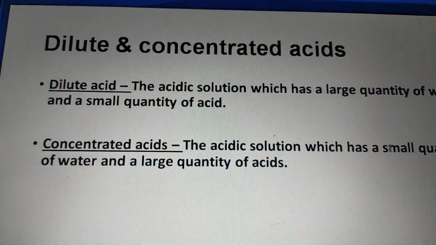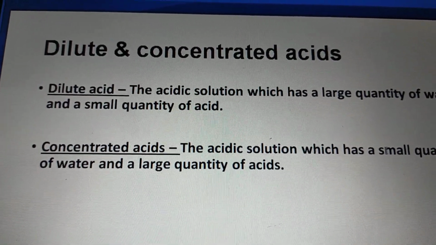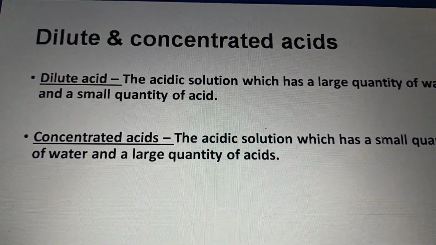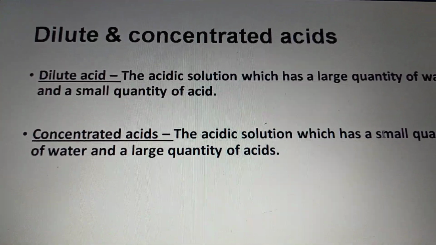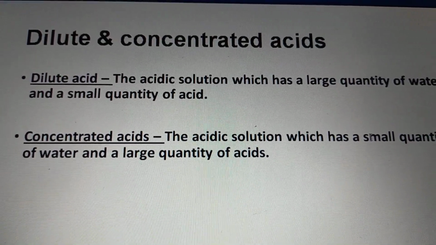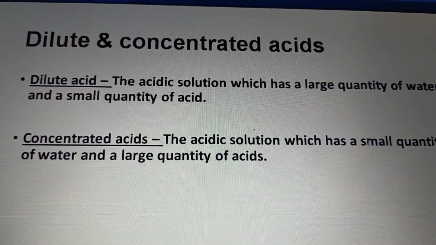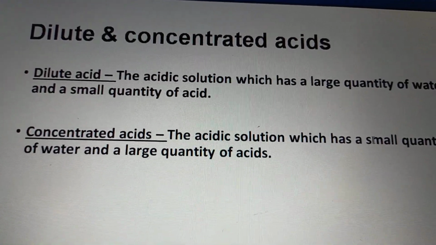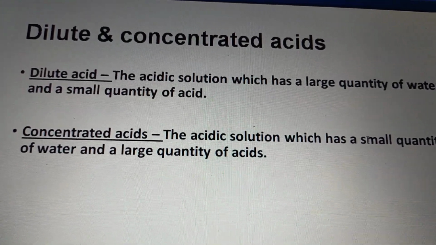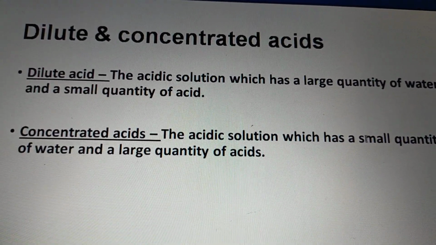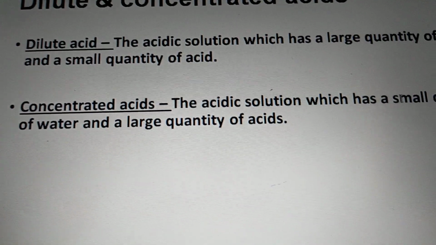Next category is dilute and concentrated acid. Maybe you have heard sometimes that this is dilute acid, this is dilute sulfuric acid, this is concentrated sulfuric acid. Now let me tell you the difference between these two. Dilute acid is the acidic solution which has a large quantity of water and a small quantity of acid. Okay. Concentrated acid means which has small quantity of water and large quantity of acids.